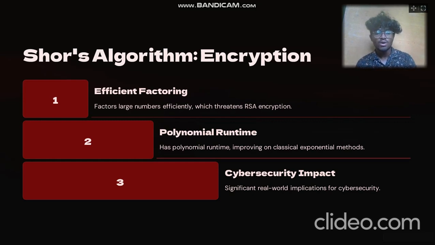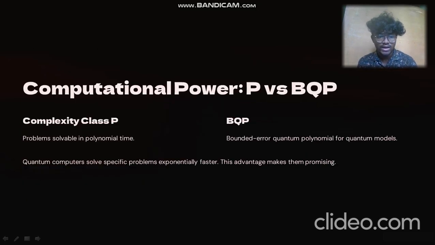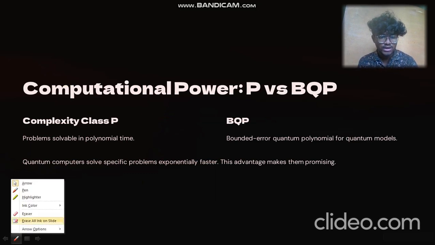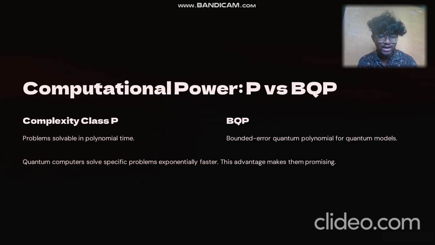So first, what is efficient factoring? When we get very large numbers, it is very difficult for us to factor them. At that time we can use Shor's algorithm, and it becomes very easy to solve. The second one is polynomial runtime. What is polynomial runtime? As we saw in the last slide, this polynomial runtime, I'm just highlighting it.